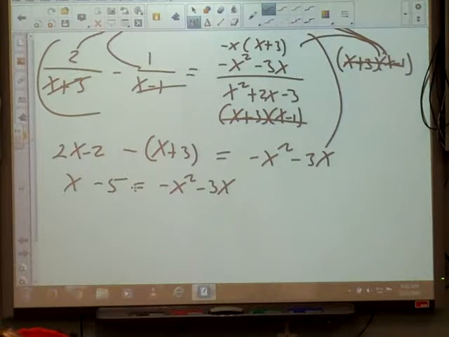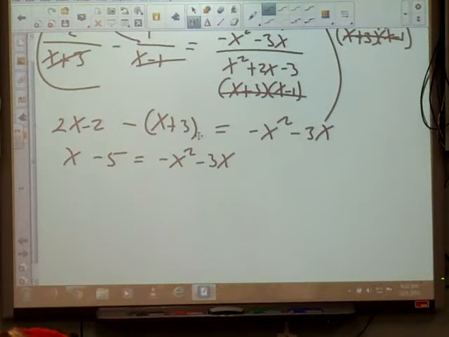Now this is what Blake was talking about just a second ago. We've got a squared in this one, so this one could lead to 2 answers. Doesn't mean that it has to have 2, but it could have 2. Okay? Alright, we got to move all this stuff over to the same side when we got a quadratic. So we are setting it equal to 0.